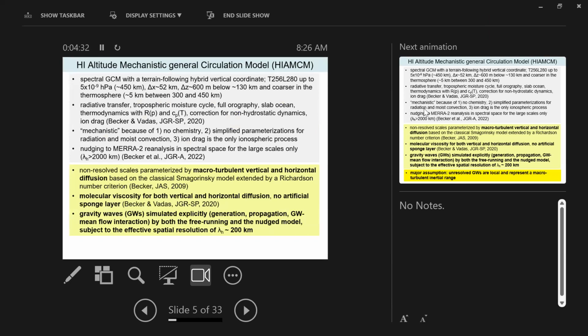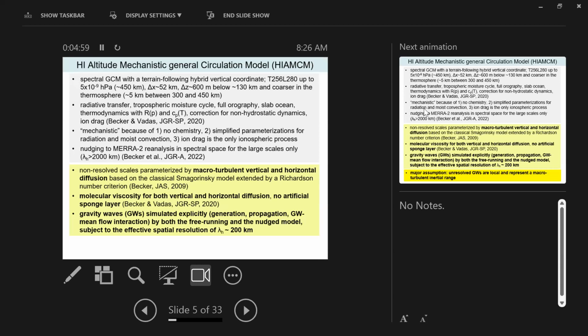And so the new model version that we use for these kinds of investigations is called the High Altitude Mechanistic general Circulation Model, HIMCM. It's based on a spectral dynamical core with a high spatial resolution. It includes all kinds of ingredients that you need for a climate model, also a non-hydrostatic direction for the thermosphere, and a consistent expansion of the thermodynamics into the thermosphere.